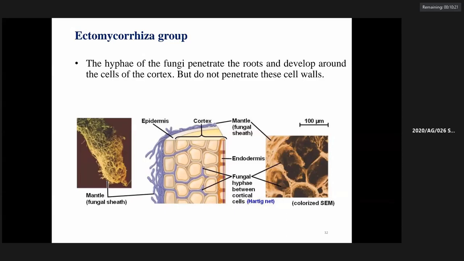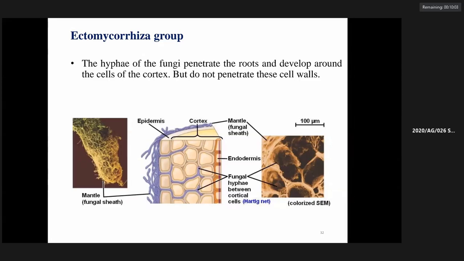Ectomycorrhizae group. The hyphae of the fungi penetrate the roots and develop around the cells of the cortex, but do not penetrate these cell walls.